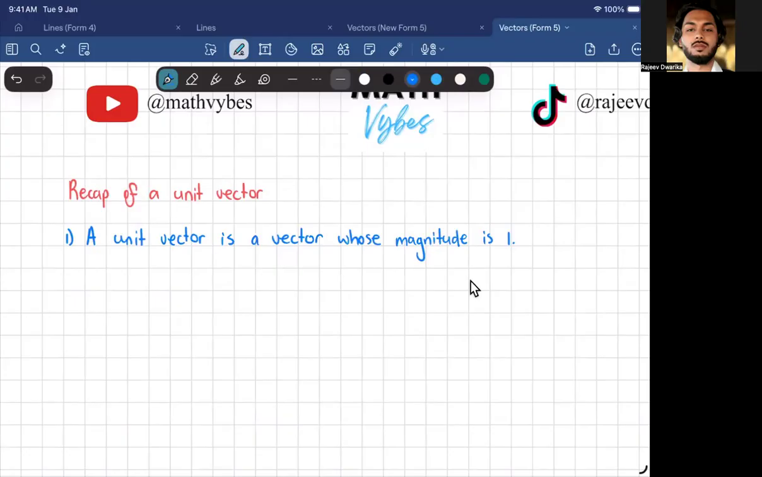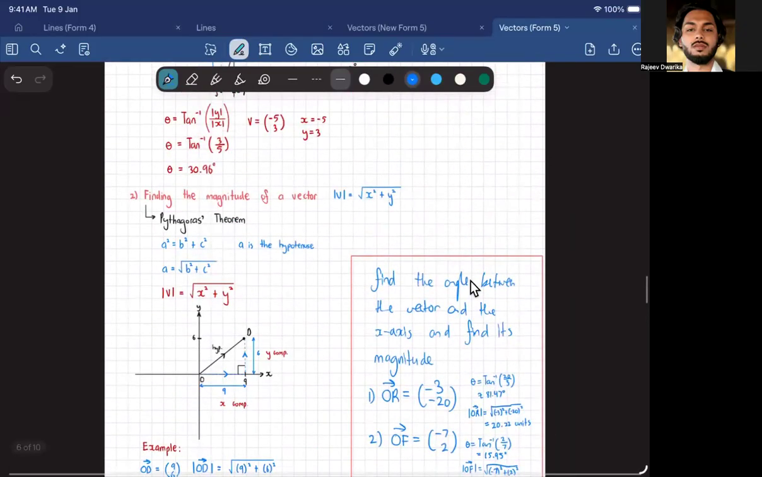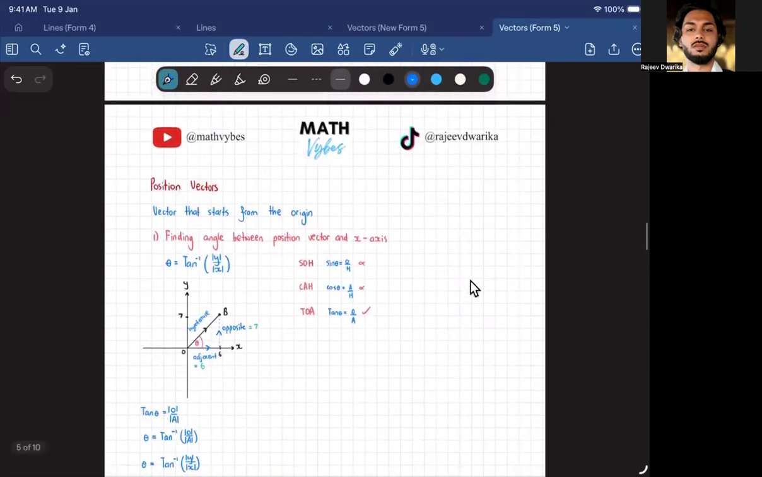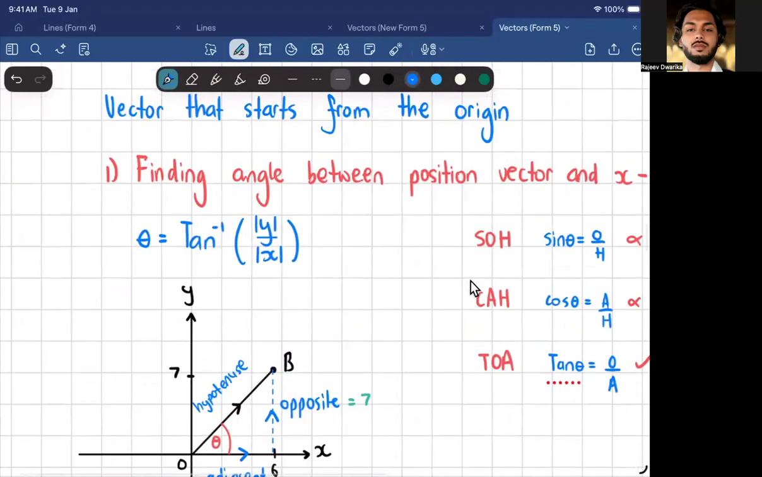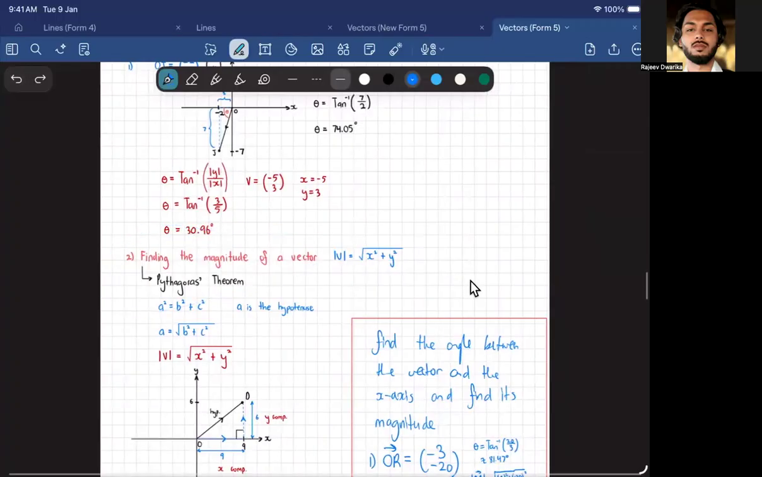Remember how to find the magnitude of a vector, Sky? It was two things we covered last class. I showed you all how to find the angle of a vector. We look at position vectors. We learned how to find the angle between a position vector and the x-axis, and we also looked at how to find the magnitude. Do you remember how to find the magnitude?